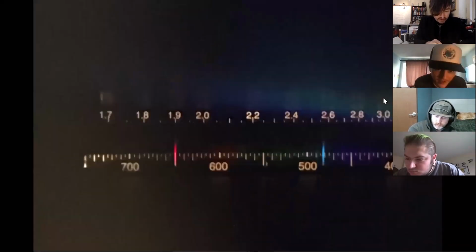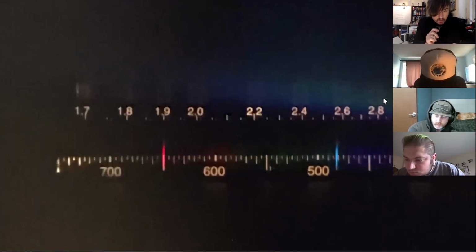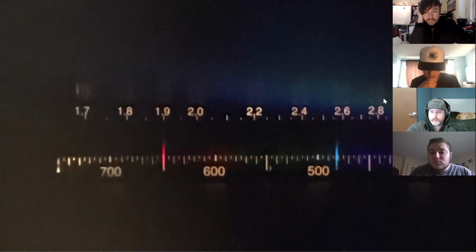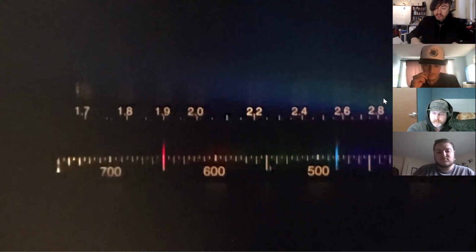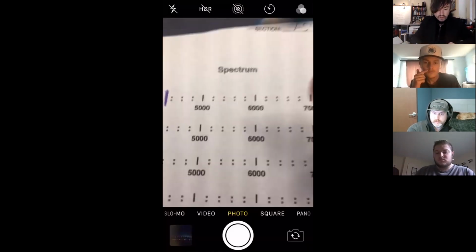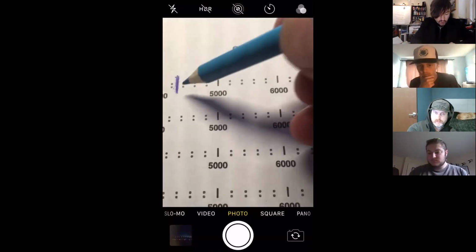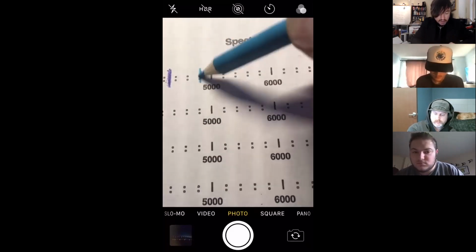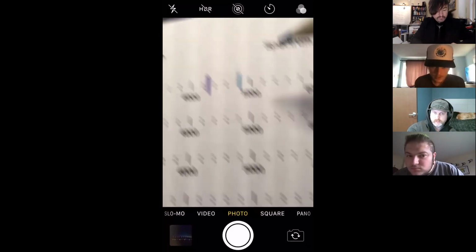Luckily, we got the other two in focus. What would you guys say the blue line is at? Is that like 480? Yeah, I totally agree with that. So we'll go to 420, 440, 460, 480, make a cyan blue line.